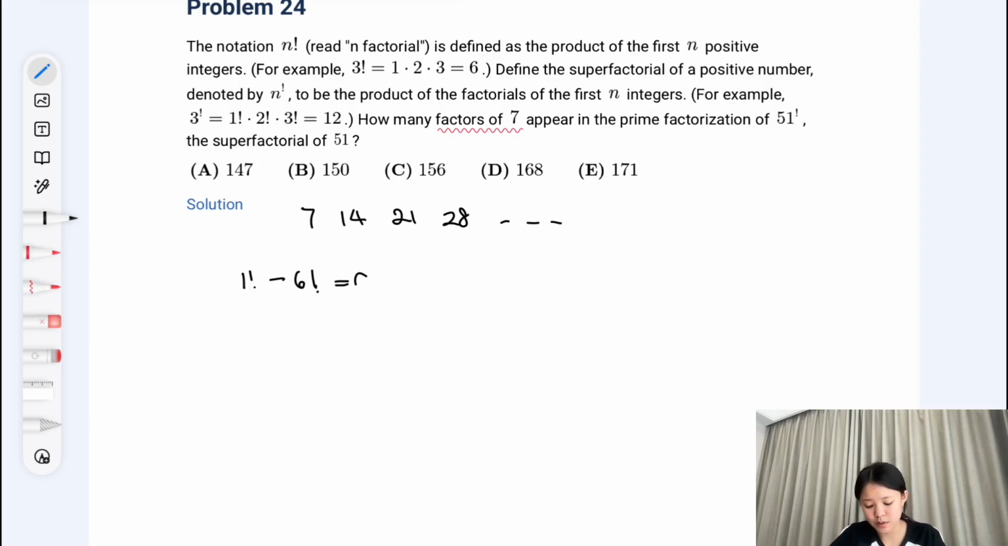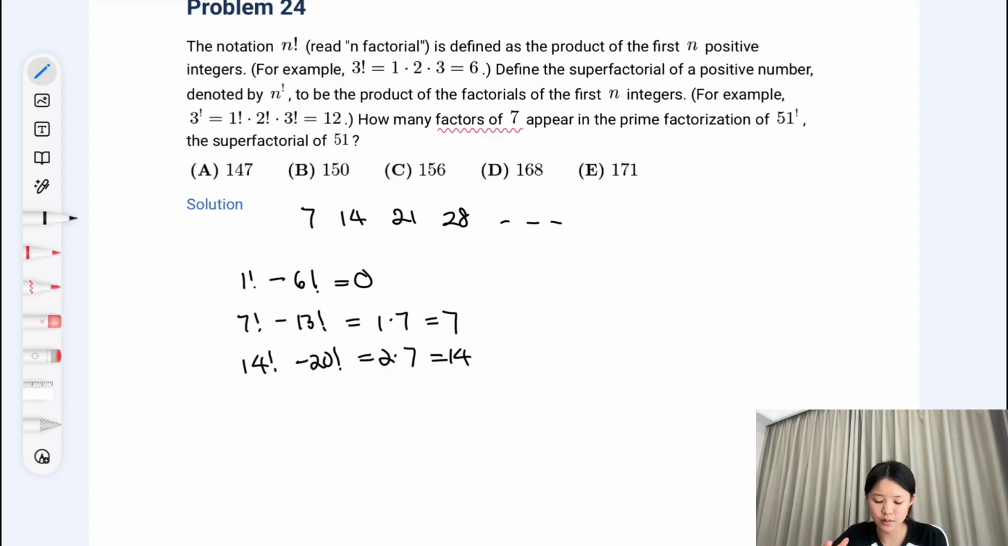There would be 0 because you don't have any 7s yet. And 7 factorial to 13 factorial, that would be 1 times 7, since you have one 7 within each of those, and that comes down to 7. And if you have 14 factorial to 20 factorial, that would be 2 times 7 equals 14, since you now have 7 and also 14. So that is 2 factors of 7.